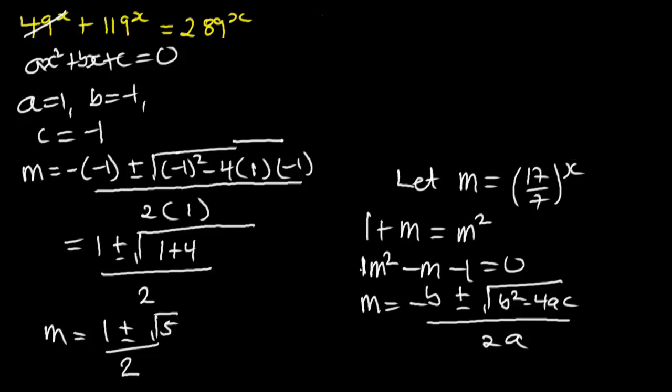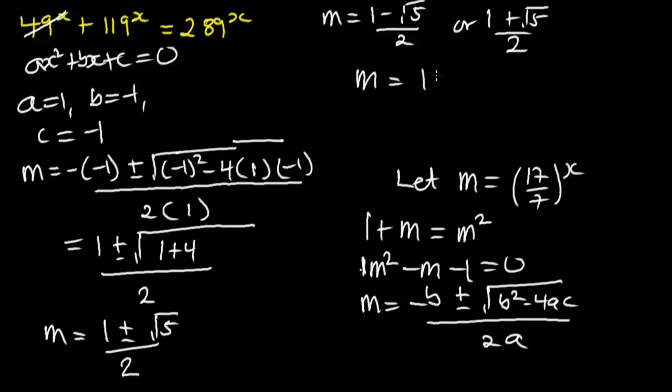So m will be equal to 1 minus root 5 over 2, or 1 plus root 5 over 2. But in this video, we are not going to consider the negative one, since it's going to lead us to complex numbers. We are only going to focus on m is equal to 1 plus root 5 all over 2. So we have m is equal to 1 plus root 5 all over 2.